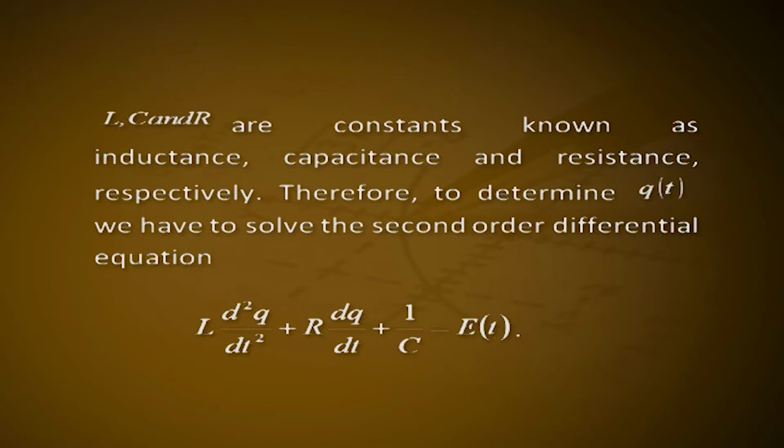Therefore, to determine Q of t, we have to solve the second order differential equation L d²q/dt² plus R dq/dt plus 1/C q is equal to E of t.